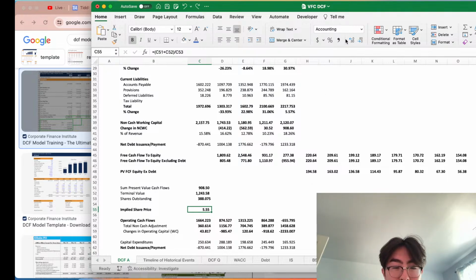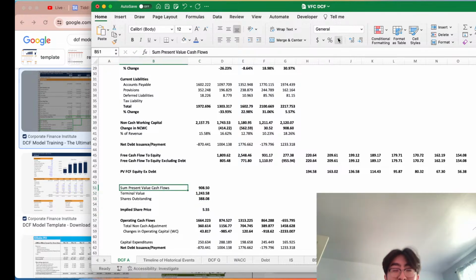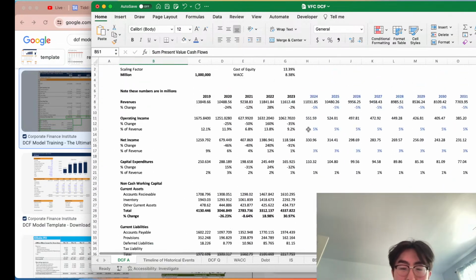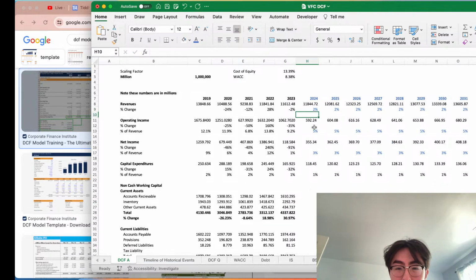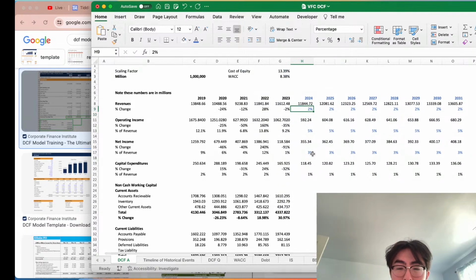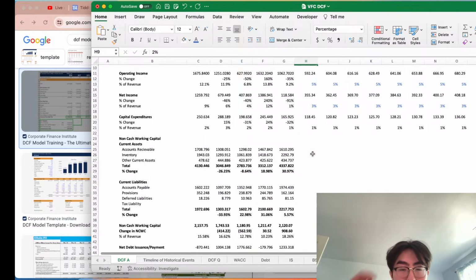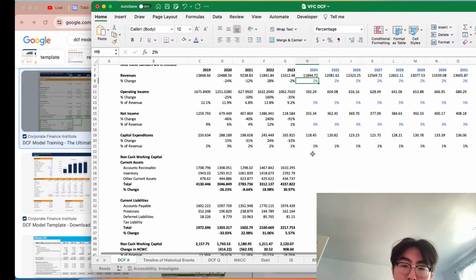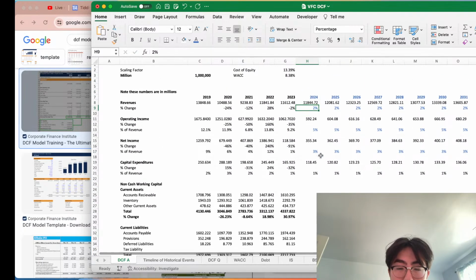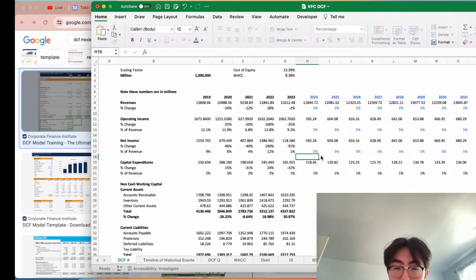Okay, so we're getting somewhere. This is good. It feels good to finally have a number that we can work off of. But yeah, this is just using some random inputs. Let's say we have 3% growth, 3% implied share price. Yeah, it would be good to build a kind of as-is model. So let's say we have 5%.